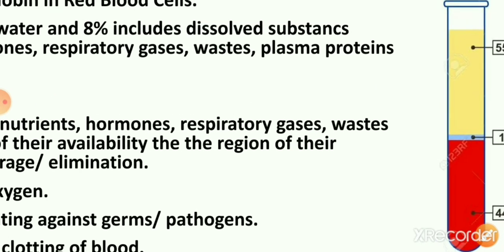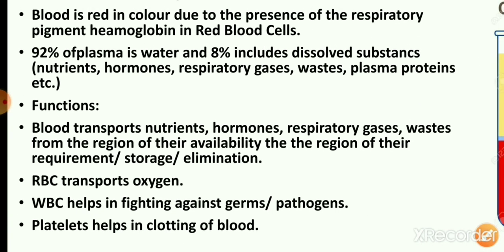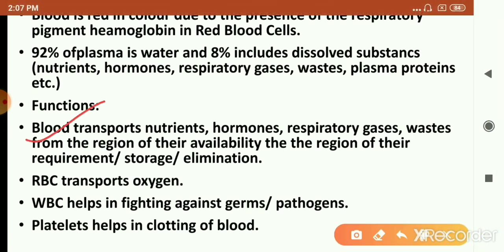So coming to the functions of blood, blood transports nutrients, hormones, respiratory gases and waste materials from one region to another region. The RBC transports oxygen, WBC fights infections, and platelets help in clotting of blood.